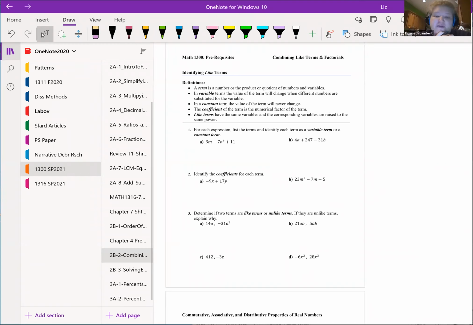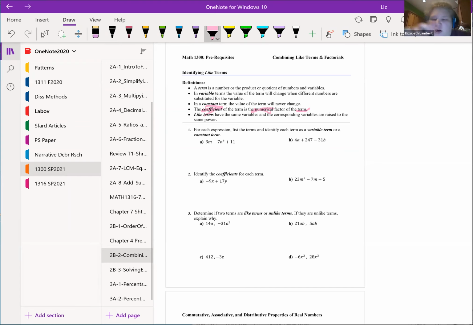The coefficient of the term is the numerical factor of the term. So that's one of those fancy words that we use a lot in math. But the coefficient is the number part of the term, where term is everything that's smushed together with multiplication. Even constant terms, we do consider that number the coefficient, even though there's no variables there.